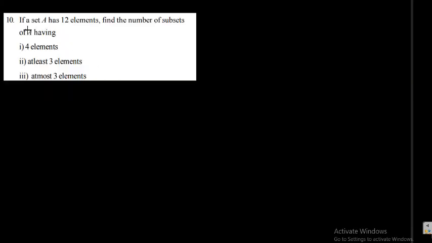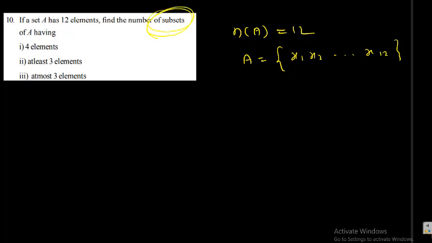Next problem, friends. A set has 12 elements, that is n(A) equal to 12. Just like A having 12 elements, assume that all are different, say x1, x2, and so on, x12. Now we want subsets having 4 elements, at least 3 elements, at most 3 elements. A set has 12 elements, then find the number of subsets. Number of subsets having 4 elements: how many subsets can we create with 4 elements? Just from these 12 we want to choose 4 to get the first answer. 12C4 subsets for the first problem.